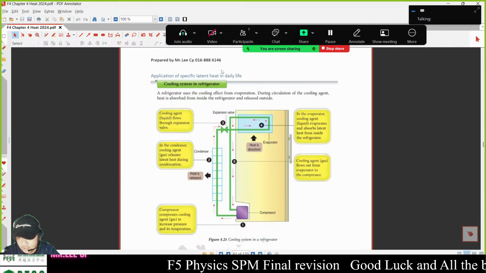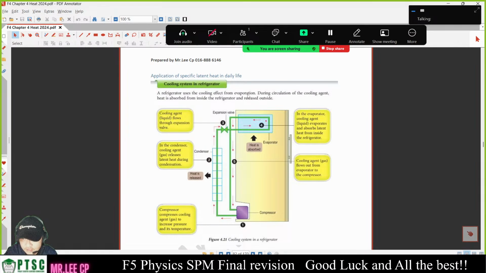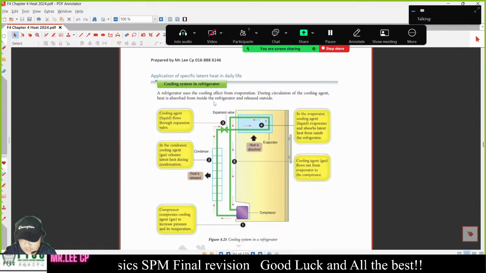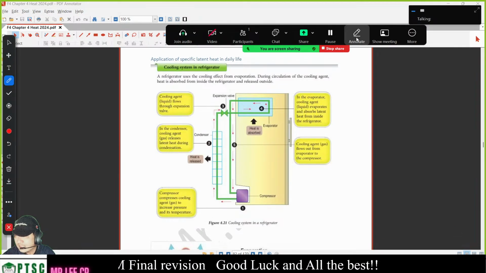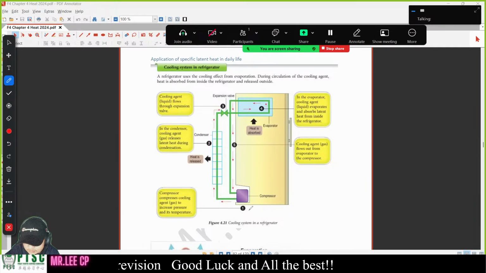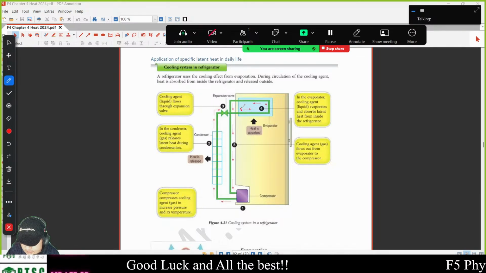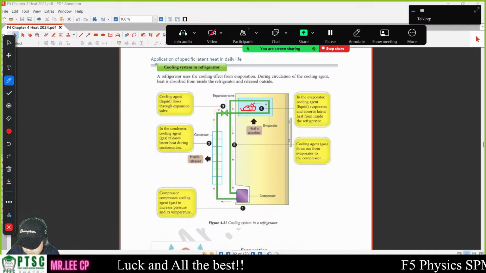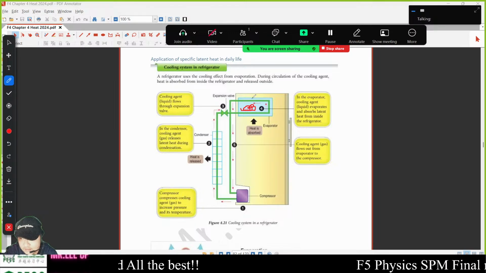But anyhow, a refrigerator is used as a cooling effect from the evaporation during the circulation of the cooling agent. Heat is absorbed from inside the refrigerator and released outside. Now how is it? Now I start from here. I like to start from number 4. If I start from number 1, I find it so hard to explain. So here you are going to put your meat or the chicken. We put the chicken inside here. So the chicken is hot right now. You just bought it from the market. So it is hot.